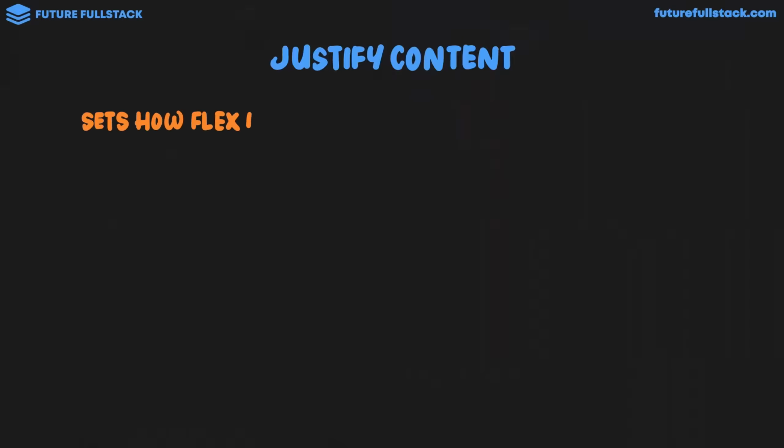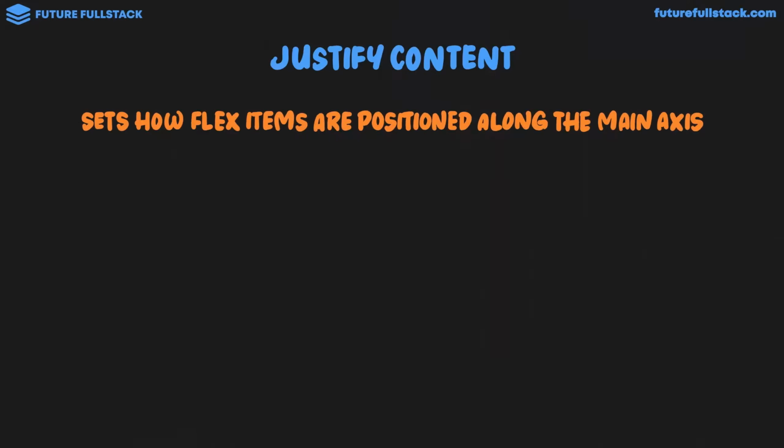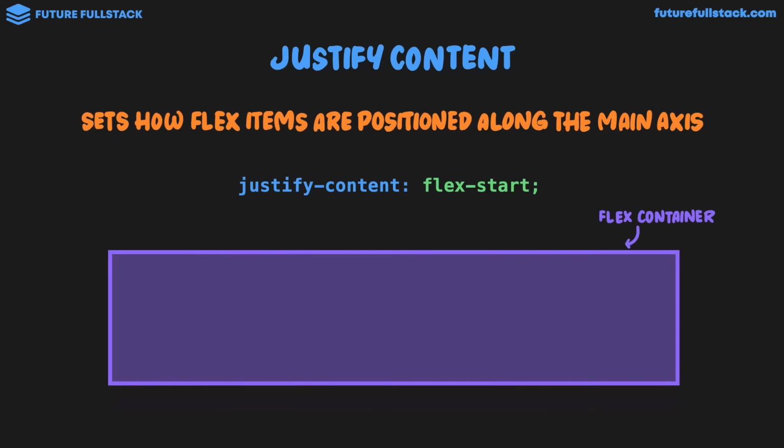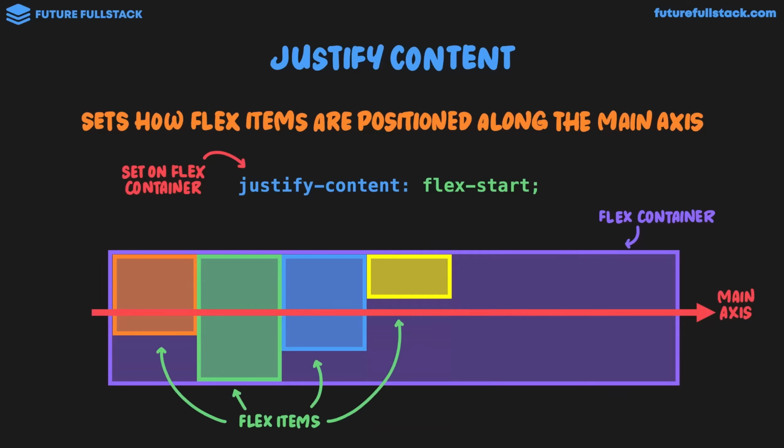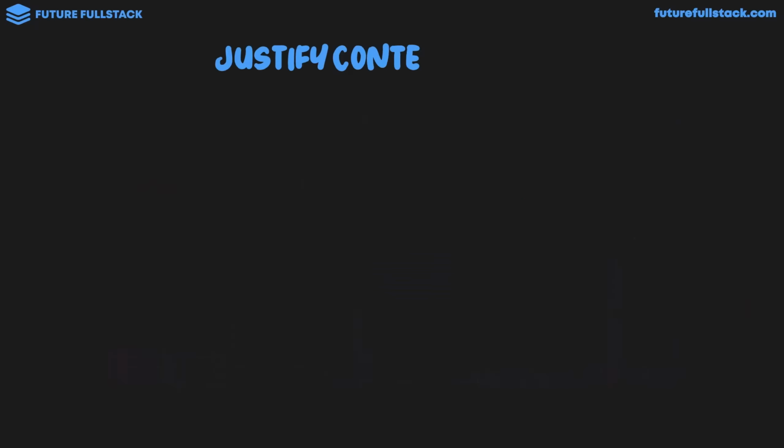Justify content sets how flex items are positioned along the main axis. It looks like this, where justify content is the property and flex start is an example of one of the values. So we have our flex container, and what's really important is that justify content is set on the container. A lot of the next few properties we're going to be looking at are all set on the container and not the flex items themselves. We then have our main axis and our different flex items. So justify content sets how these flex items are positioned along the main axis. In this case, the value is flex start, so they're all at the start of the main axis, that is, on the left. So let's now take a look at all the justify content values.